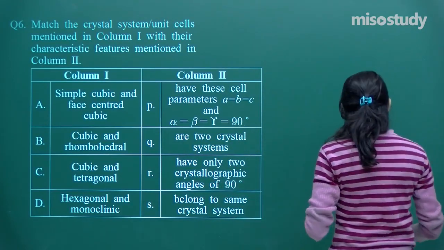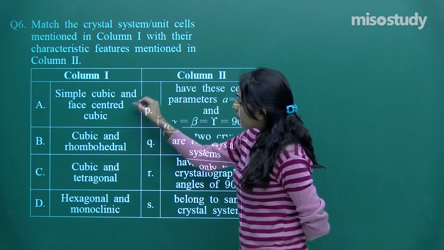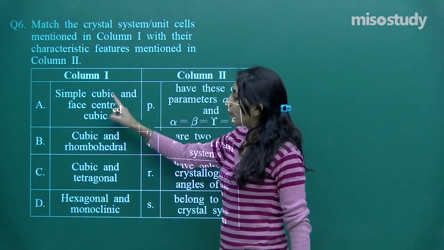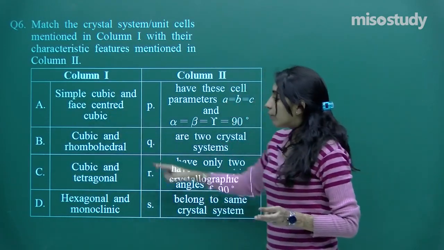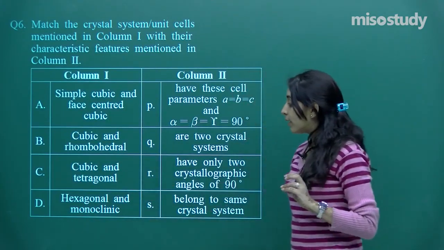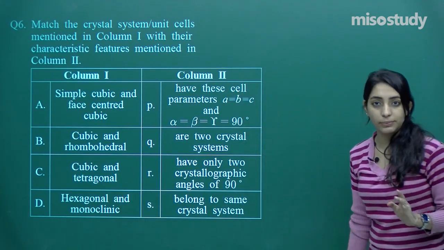Now how are we going to move forward? This is simple cubic and face centered. So we need 2 unit cells, which are simple cubic and face centered. We need cubic and rhombohedral. We need cubic and tetragonal. And we need hexagonal and monoclinic. That means we need all the crystal systems.